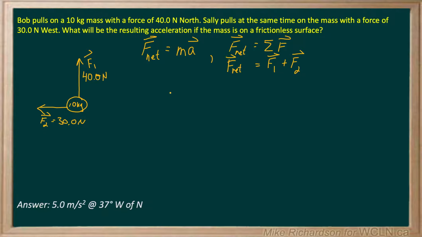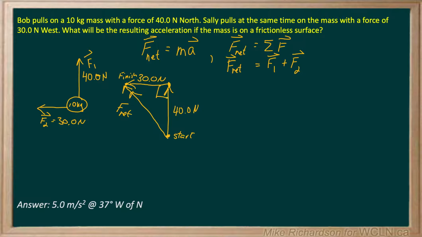So F1 was 40 newtons north, so it's going to look like this. Now at the tip of F1, we're going to start the tail of F2, which is 30 newtons to the west, so a little bit smaller. And we're trying to figure out the resultant, which always points from where I started my diagram down here towards where I end my diagram up here to the finish line. It has a direction, and that's important. So this line here is what we're trying to figure out, and that's going to be called F net.